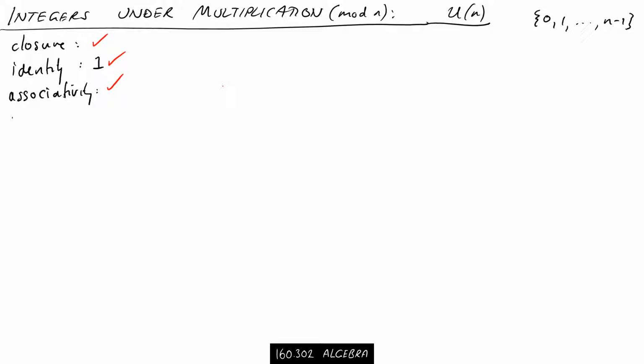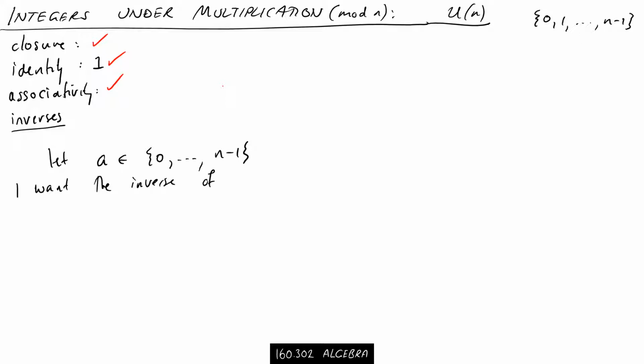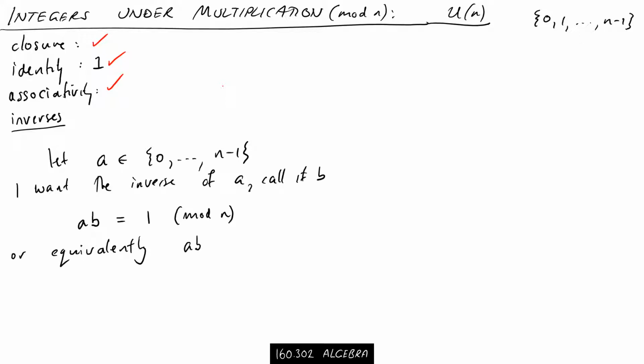And now we'll get to the slightly curly question, that of inverses. Okay, so if I take a number a in my set, a a member of 0 up to n minus 1, I want to find the inverse of it. What does that mean? That means, and I'll call it b, a times b has to be equal to 1 mod n. Remember, the mod n just means it's actually equal to 1 plus or minus some multiple of n. So equivalently, ab plus some number of n's is equal to 1, for some k.